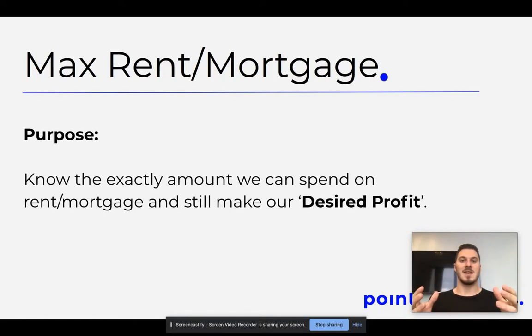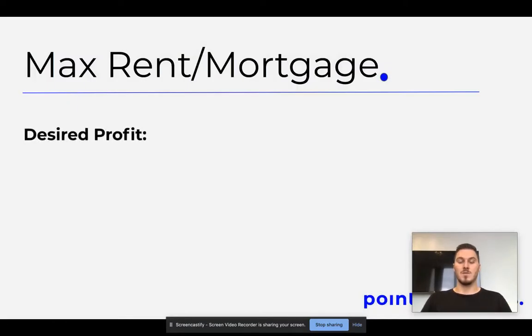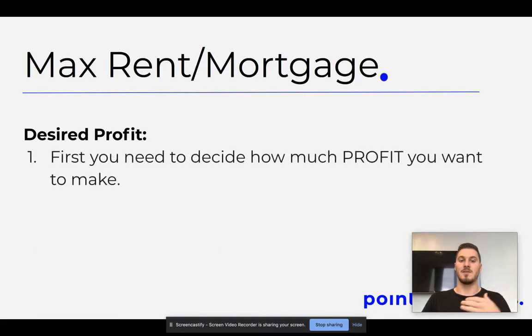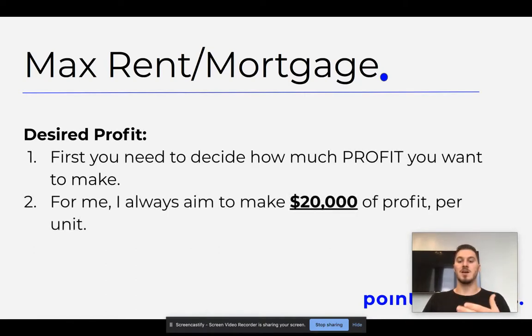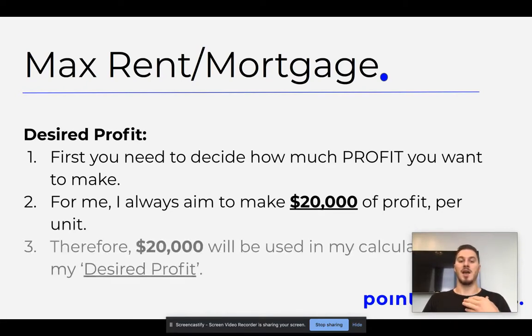So with that being said, we have to figure out what our desired profit is. How much do you actually want to make, right? That's the last piece of information that we have to figure out. For myself, I want to make $20,000 of profit per home. That's my goal, and therefore my desired profit is going to be $20,000. That's what I'm going to use within my calculation as my desired profit.